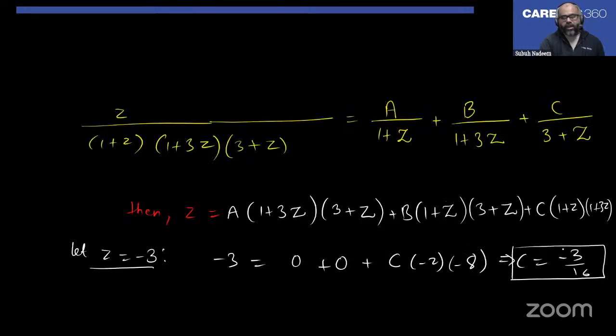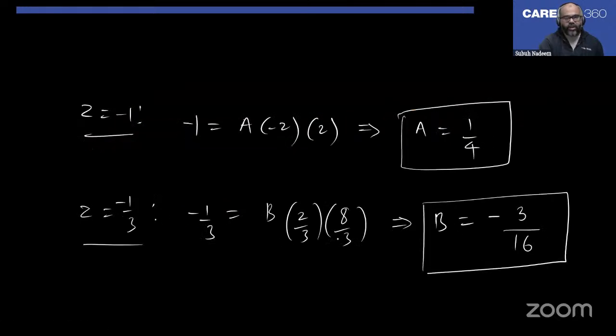Now when we put z is equal to minus 1 by 3, this cancels, a into 0 and c into 0 will also happen. Here it will be z is minus 1 by 3 is equal to b, and 1 minus 1 by 3 is 2 by 3. So the first is 2 by 3, and then 3 minus 1 by 3 is 8 by 3. So b is equal to 3 by 16 with a negative sign.